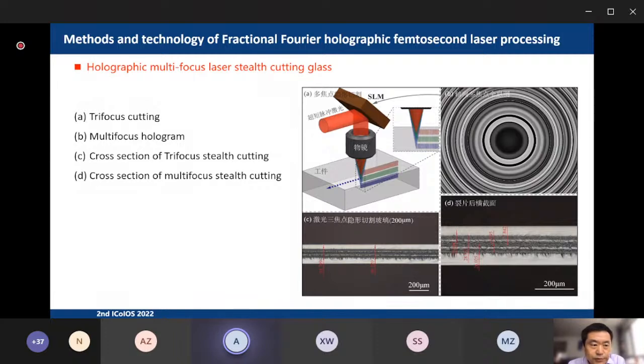And we also do some trifocus cutting, multifocus cutting. You see, trifocus cutting, multifocus cutting. Because it's a stealth cutting, the cutting edge quality is very good.